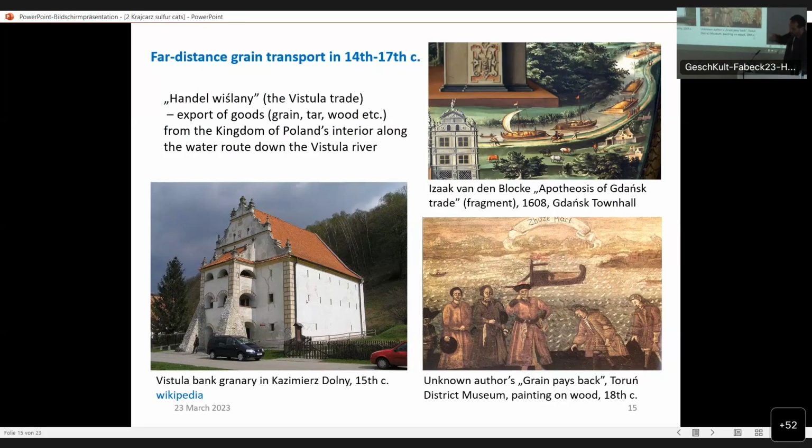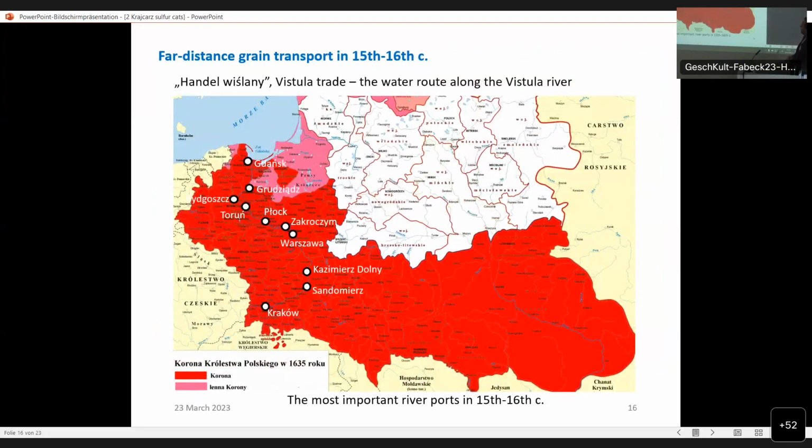We know that many noblemen families became very rich because of this trade and exporting of grain. And on this map, you can see the Kingdom of Poland in red from the 15th, 16th century. So it's quite different from Poland now, which is more or less here. But you can see the Vistula River. And here I mark the most important river ports that served during the 15th, 16th century as trade hubs to collect grain and to export grain along the river to Gdańsk.